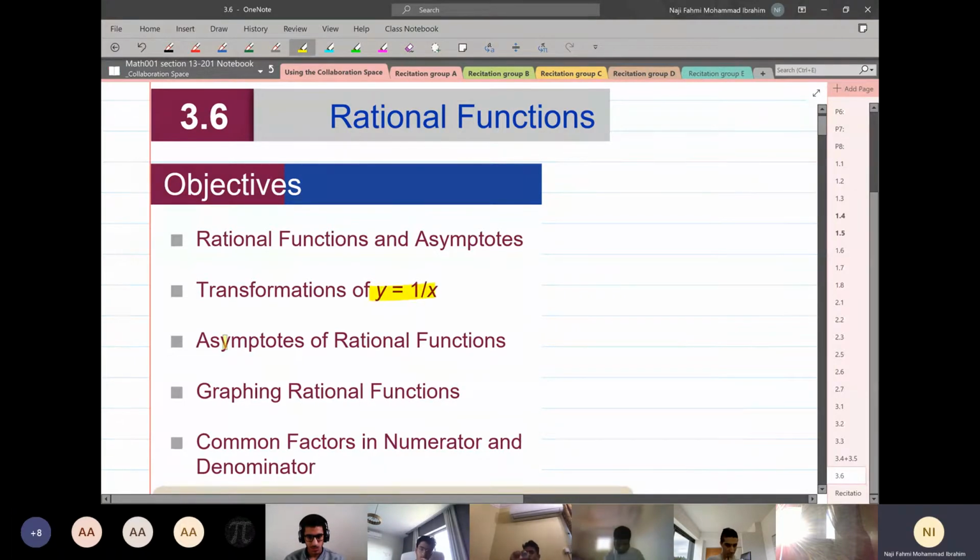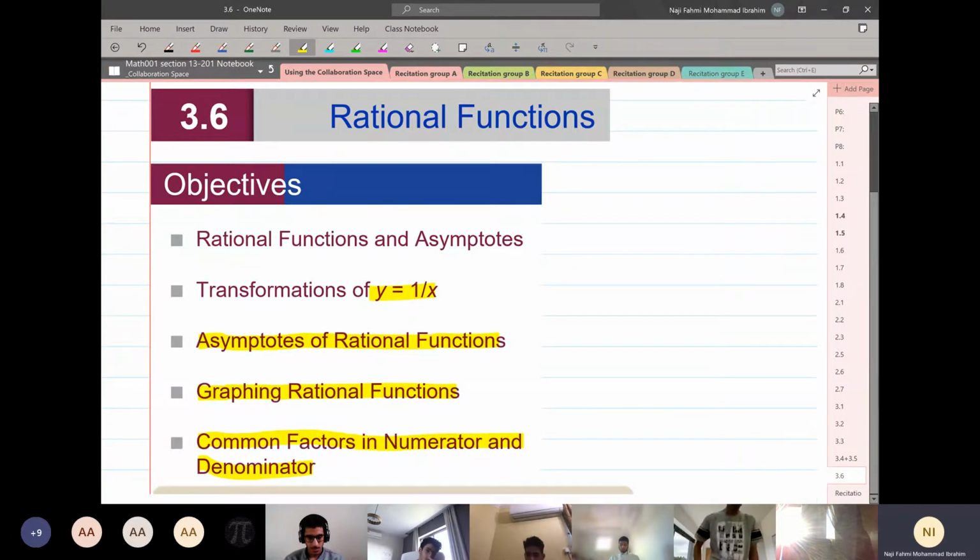Then after that, we will introduce the definition of an asymptote of a rational function. And after that, we will graph the rational functions. This is what we will do today. Next time, or the next lecture, we'll talk about the common factors. If we have a common factor between the numerator and denominator, what will this affect our graphs?